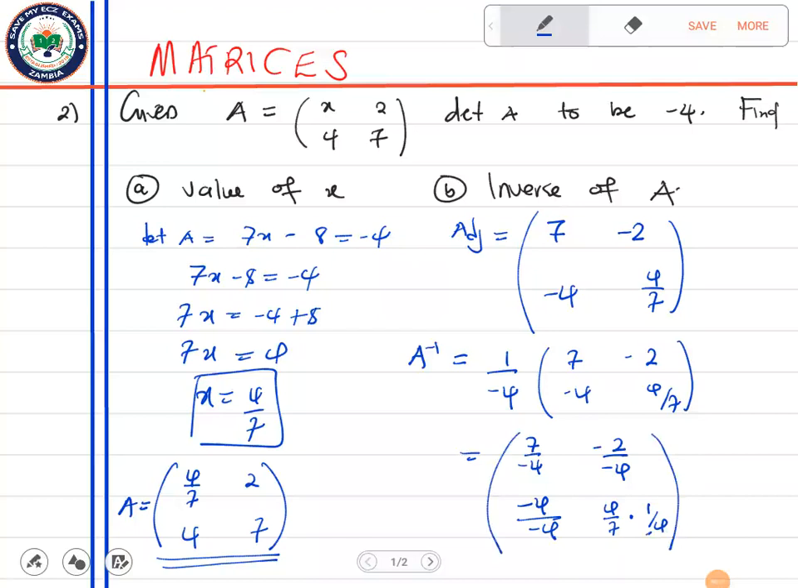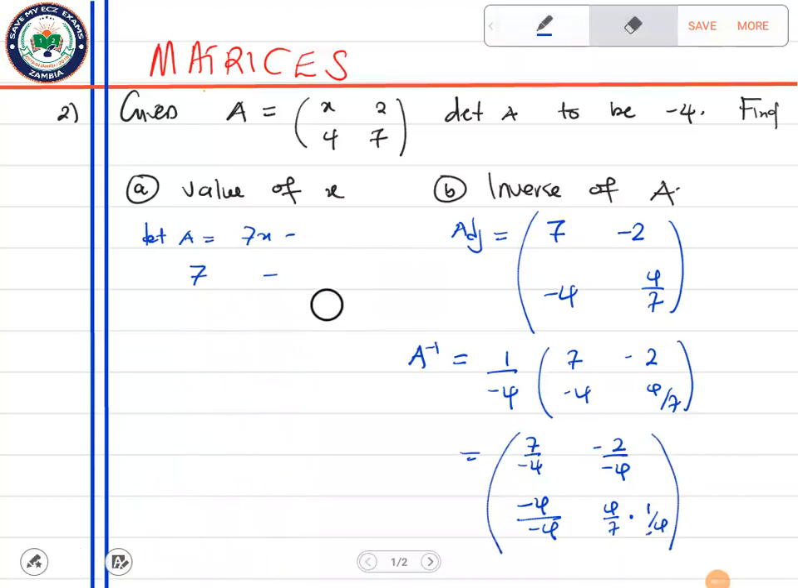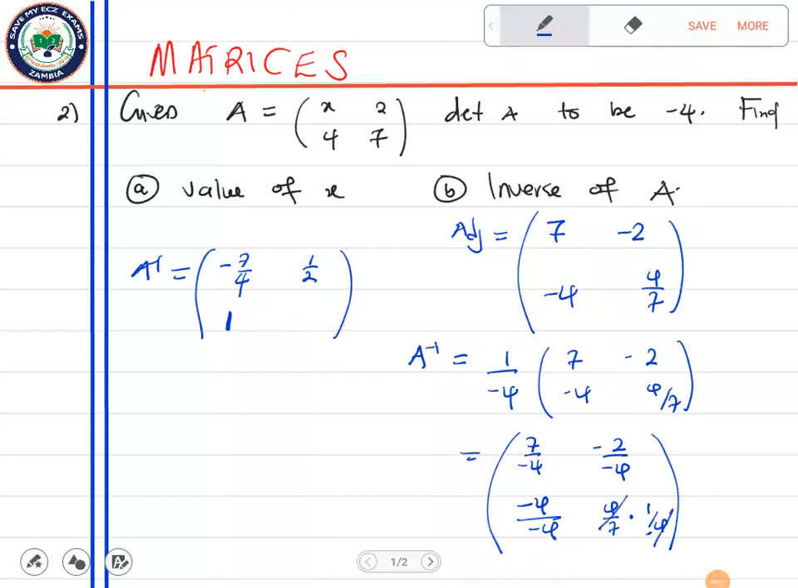This can simplify to A inverse being equal to, this will still be like that, while this will remain a half, because negative and negative will cancel, and this will just remain 1. While here the 4 and the 4 will go, but there will be a negative 1 over 7. And you are done. So this is all I had for you. Exactly 6 minutes and you are done.